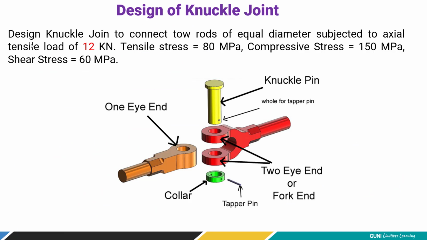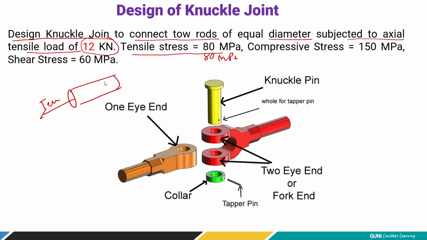Here we are going to learn by taking a simple example. Design a knuckle joint to connect two rods of equal diameter subjected to an axial tensile load of 12 kilonewton. Now the tensile stress is given, the safe stress is given as 80. What does it mean? When you apply a load on any component which is of tensile nature, which induces tensile stress, its value should not be more than 80. So the limit is given to you in the form of a value.